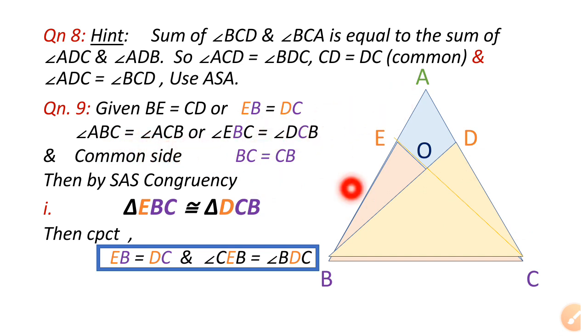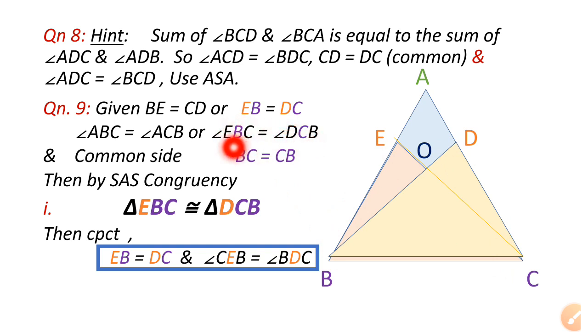That means this angle, I'm sorry, this angle, okay, this angle is equal: ABC is equal to ACB. If those two angles are equal, then since E is on the line AB, we can start from EBC, and here we can start from DCB. So EBC is equal to DCB.